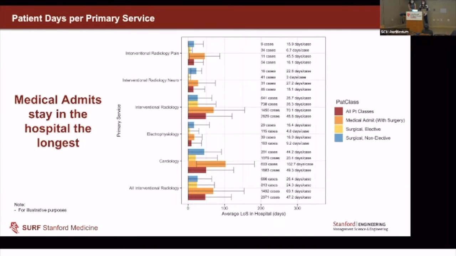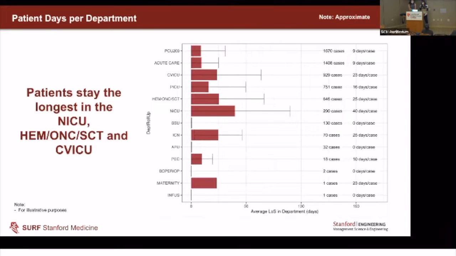First, we looked at the average length of stay in the hospital split up by primary service. And from this diagram on the slide, you can see that medical admits tend to stay in the hospital the longest, and especially in the cardiology service. And then as a second step, we also looked at not only primary service, but also department that people stay in. And from here, we found that patients tend to stay the longest in NICU, in HEMONC unit, which is oncology, and as well as CVICU.